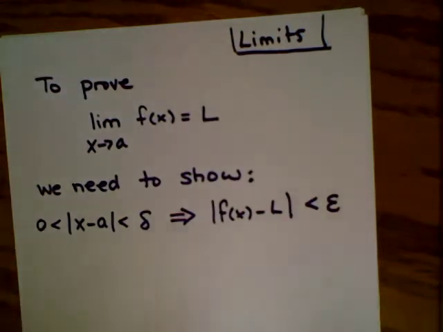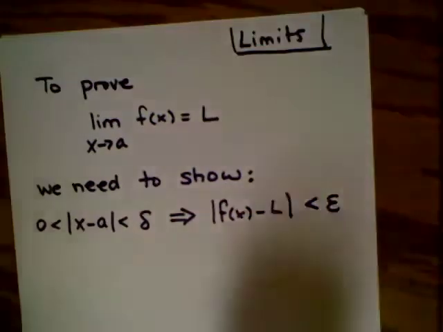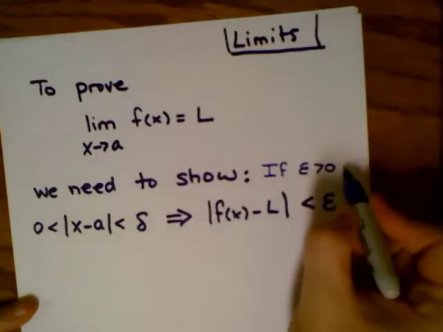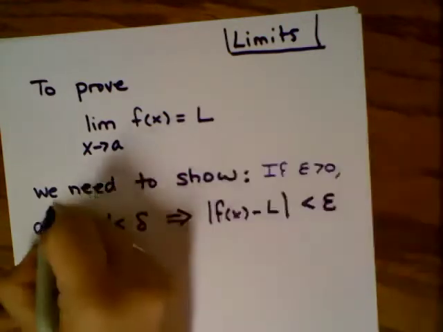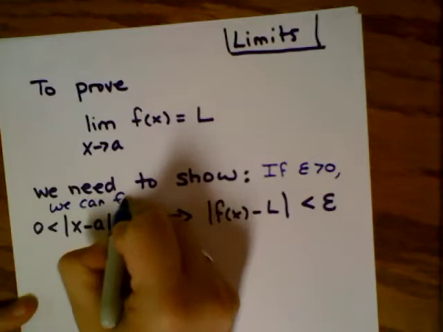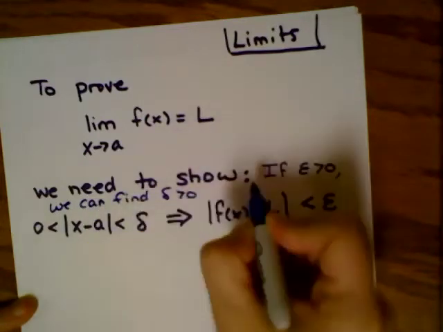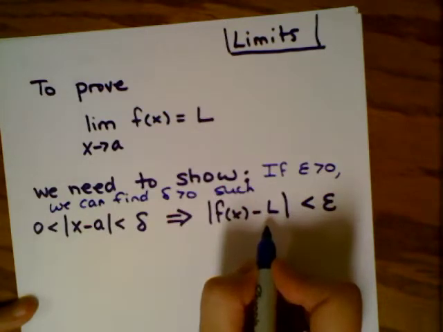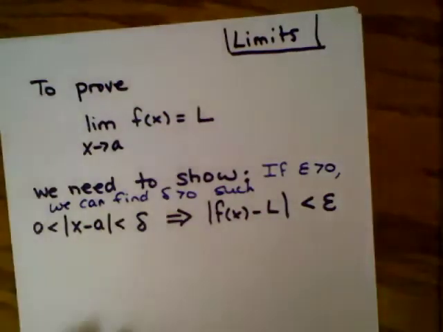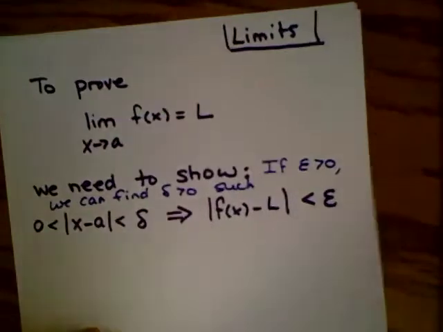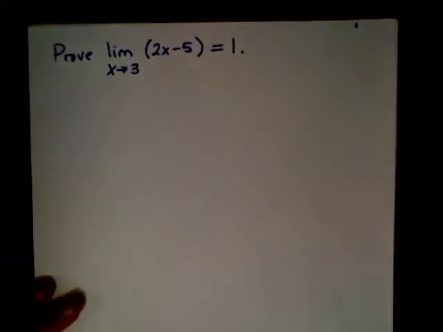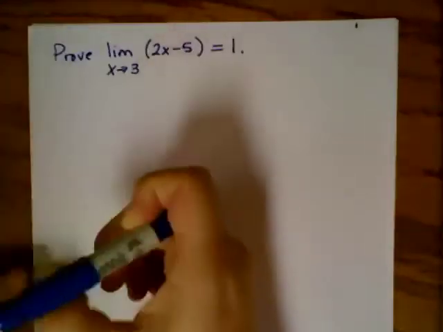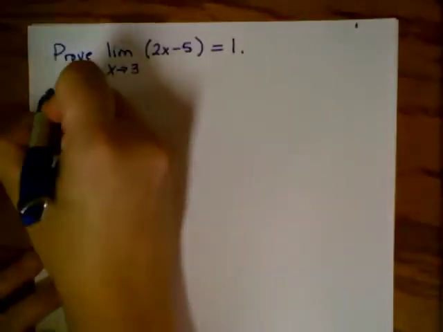Or maybe even more specifically, we need to show if some epsilon greater than 0 is given, we can find a delta greater than 0 such that the following implication holds. Alright, let's just work through an example. Let me move this page. We're going to look at a linear example. We're going to prove that the limit as x approaches 3 of 2x minus 5 equals 1.